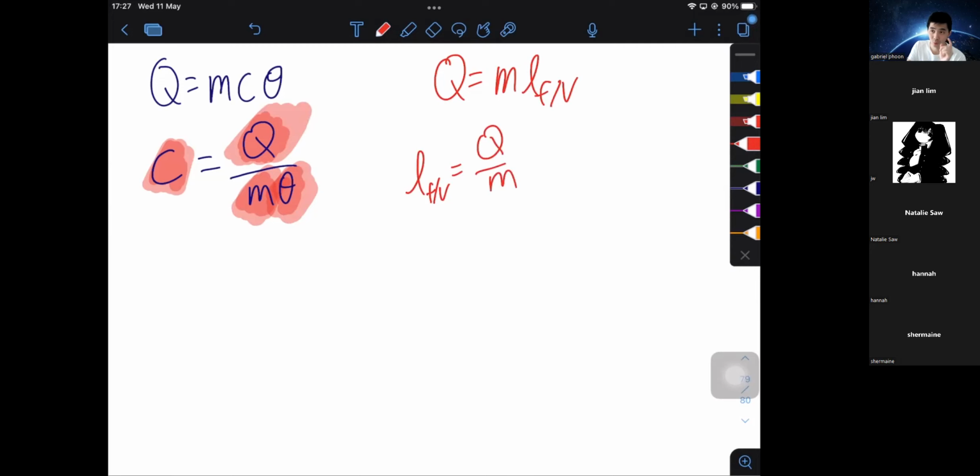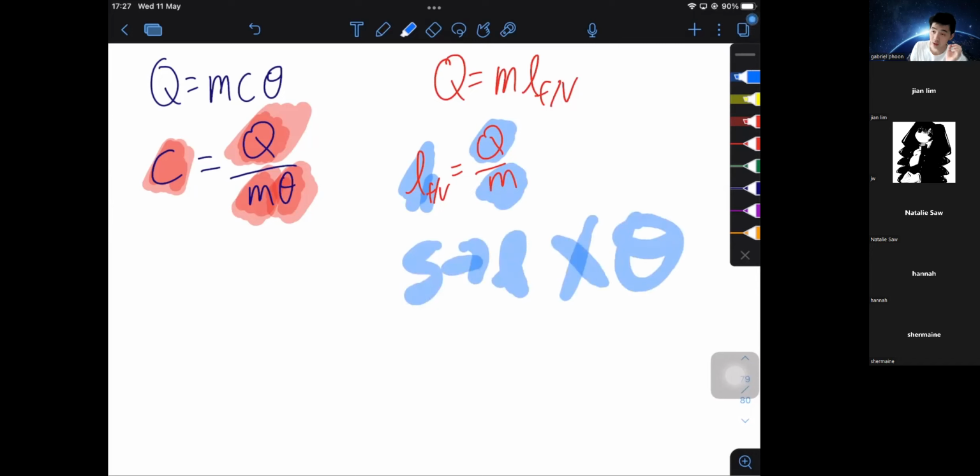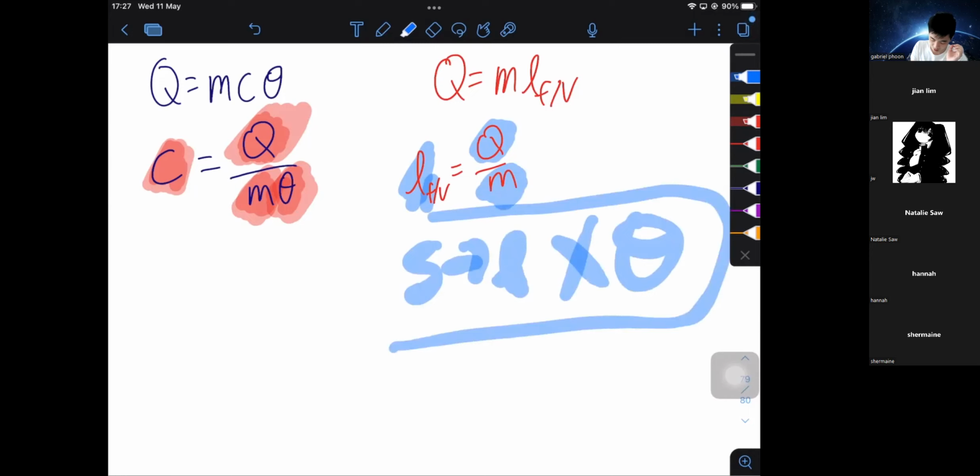Looking at this, there's one more part to it. On top of just looking at the formula, there's one more part to it. Let me define it first, guys. Latent heat of fusion is the amount of energy needed to change 1 kg of a substance from solid to liquid without any change in temperature. This is the extra part in the latent heat of fusion, guys.